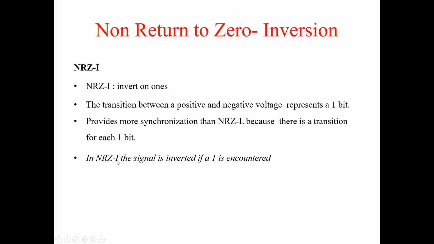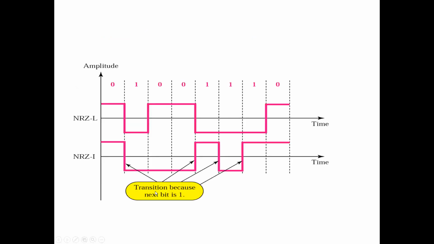In NRZI, the signal is inverted if a 1 is encountered. If there is a 1, the signal is inverted, meaning it is converted to 0. That's why it is called invert on ones: each time there is a transition, we represent the difference with the help of 1 bit. So this is non-return to zero inversion.